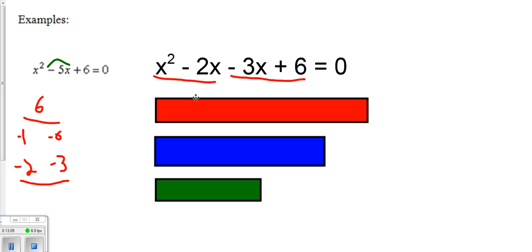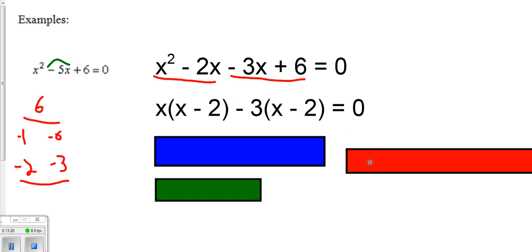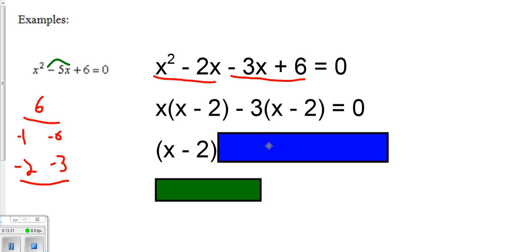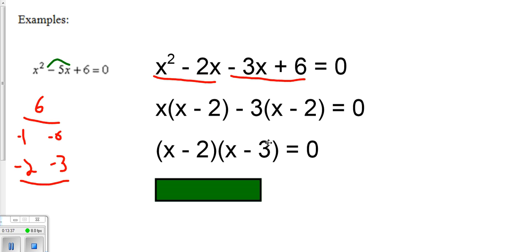So out of this group, what can we take out? We can take out the x. That would leave x times x minus 2. Out of these two, what can we take out? We can take out a negative 3, and it would leave x minus 2, because negative 3 times negative 2 is a positive 6. Now from here, we have x minus 2 in both cases in our parentheses, so that's going to be one of our factors. The other one is this x and this minus 3. Everything is still set equal to 0.